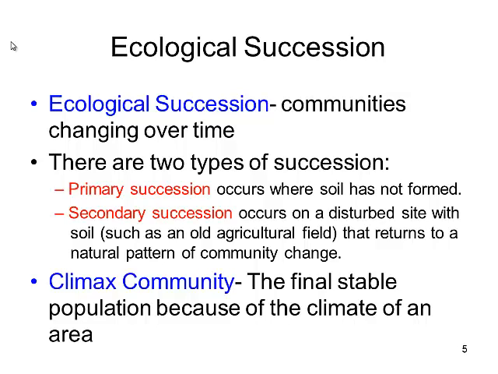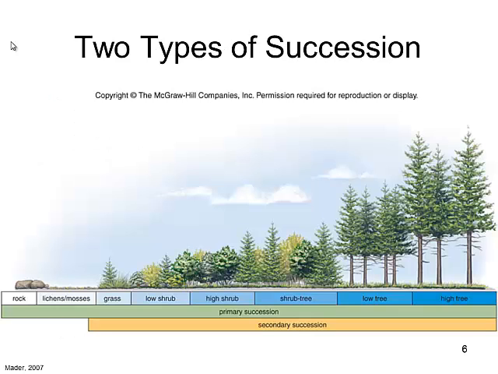A climax community, the final stable population because of the climate of an area, is what we call a climax community. Been there for a long, long time, but doesn't necessarily mean it's always going to stay that way. Because what could change? The environment could change. So, two types of succession. We see primary succession and secondary succession.